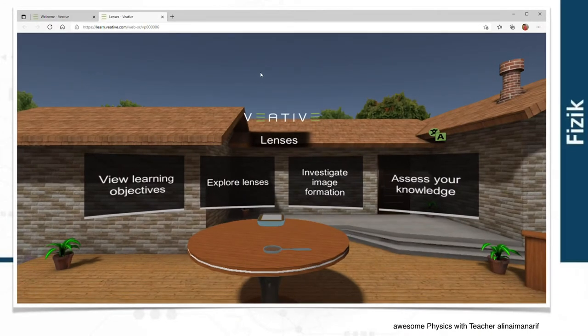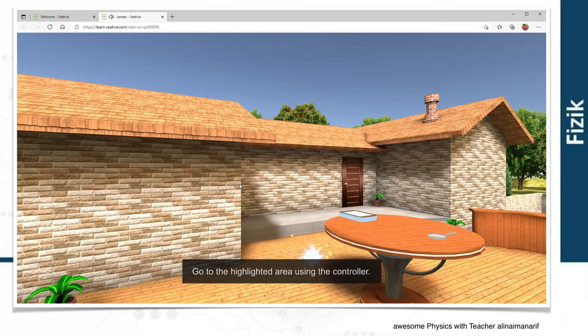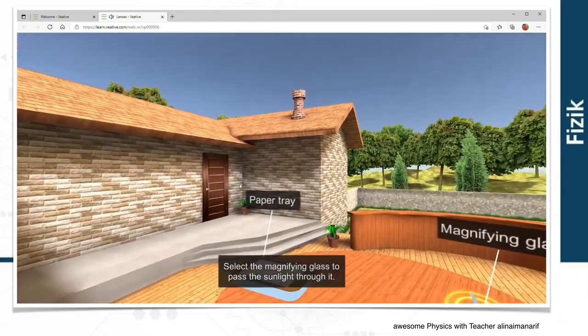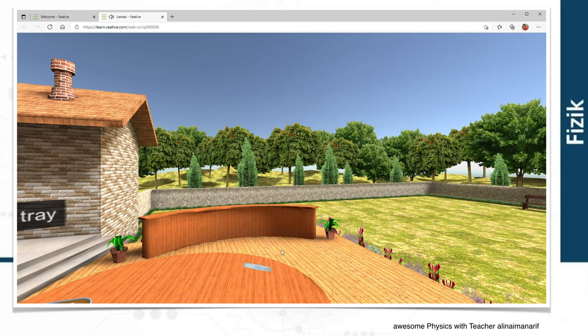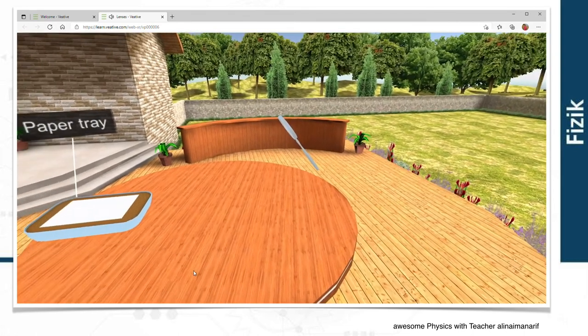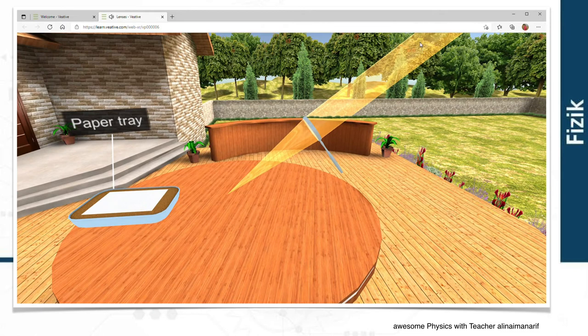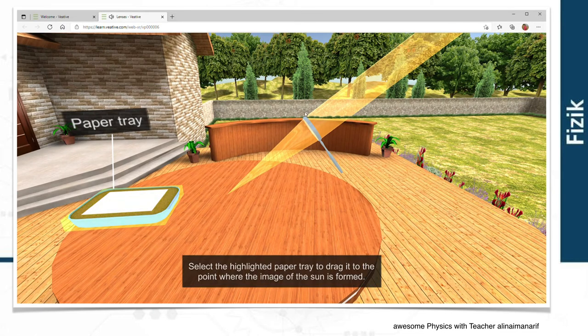Now we are going to explore the virtual reality topic, lenses. I will click explore lenses. We go to the highlight area and click the magnifying glass. You can see the sunlight will pass through the magnifying glass and will be converging at one point. A magnifying glass uses a convex lens.